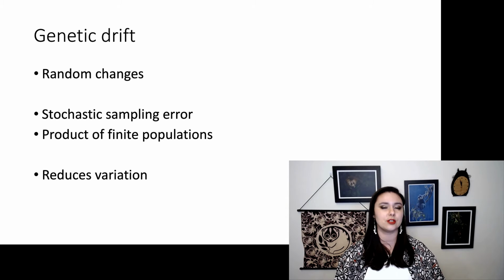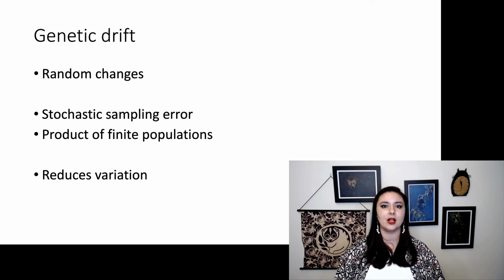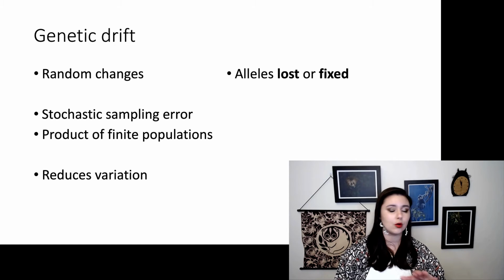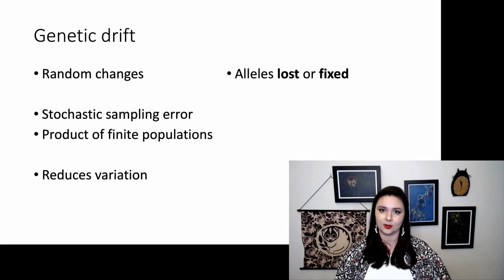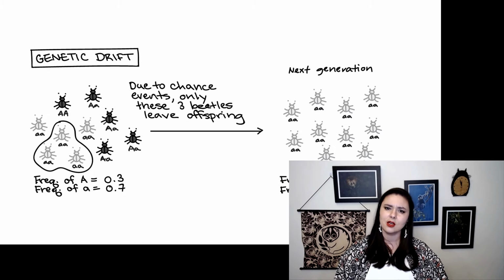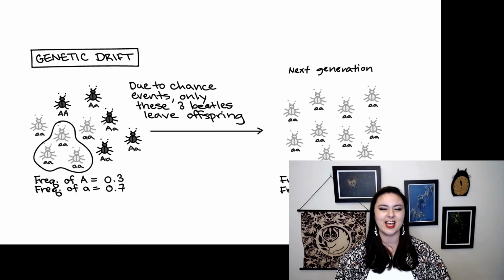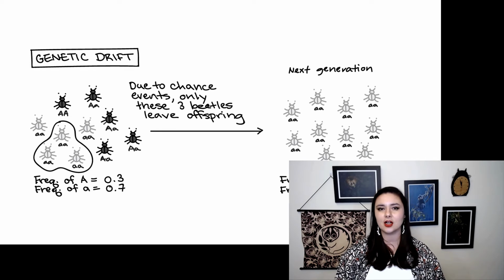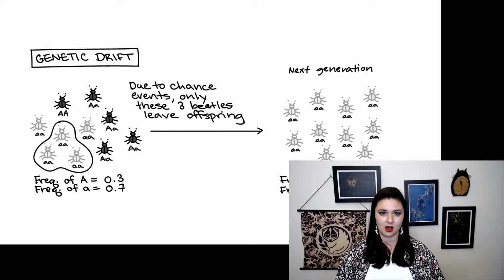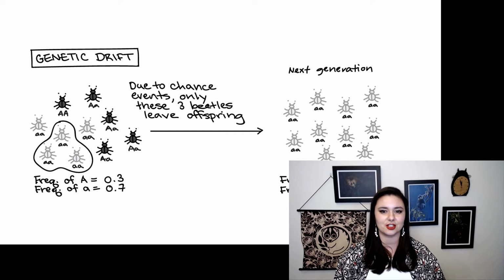Genetic drift reduces variation, and alleles can become lost, so they're no longer present in the population, or fixed, they are the only allele present in the population. Here's an example. Thank you, Khan Academy, for this lovely graphic. In our first population, we have dark and light beetles. Due to chance, something happens and only the light beetles survive, so the light allele is now fixed and the dark allele is lost. This is something we see under genetic drift.